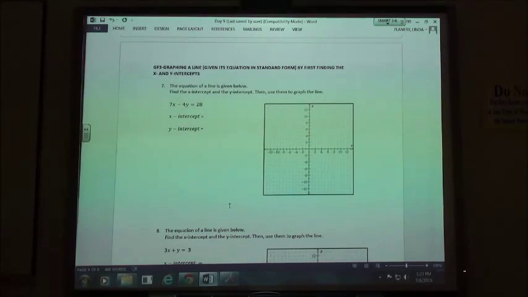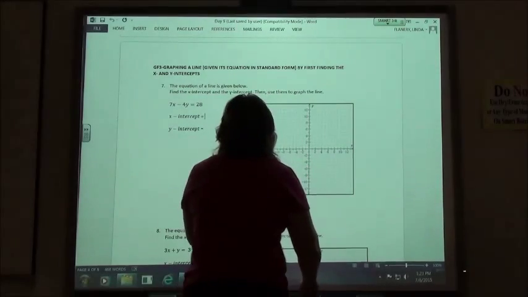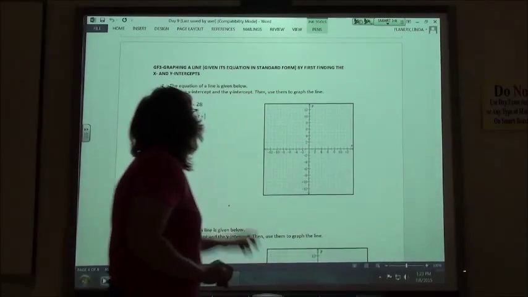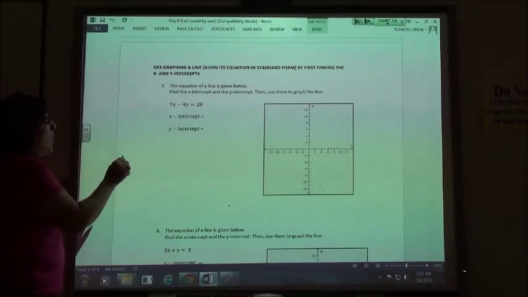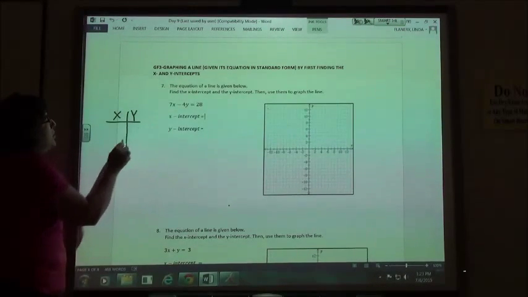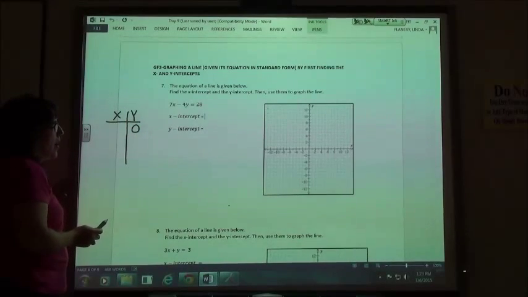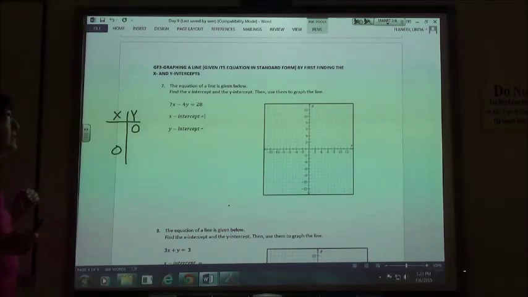All right, the next ones we're graphing are in standard form, by finding the x and the y-intercept. You could also rearrange it and solve it for y and put it in slope-intercept form. I like to do the x and the y-intercepts. So if I'm going to do the x and the y-intercept, it's kind of like I'm making a table. For the x-intercept, I'm putting 0 in for y and solving. For the y-intercept, I'm putting 0 in for x and solving.